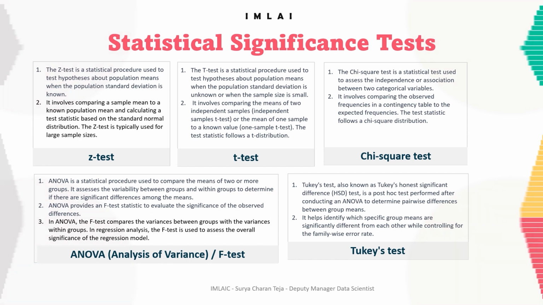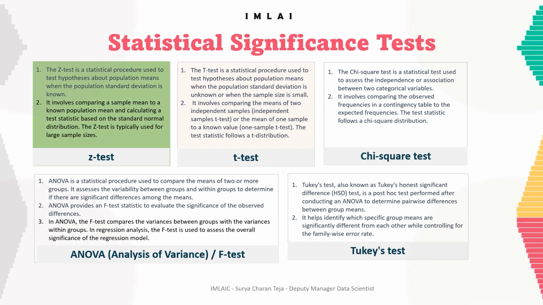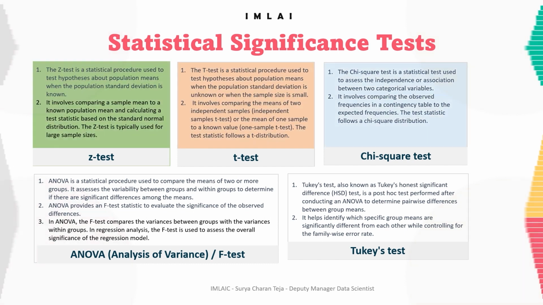If your target variable is continuous and your feature is a two-level categorical variable, or binomial, or dichotomous, or binary variable, in that case you can go for the two-sample test. Again, you can go for the t-test. So we have done with z-test and t-test, and if both the variables, your target variable and your feature, are categorical, then you can directly get into the chi-square test.